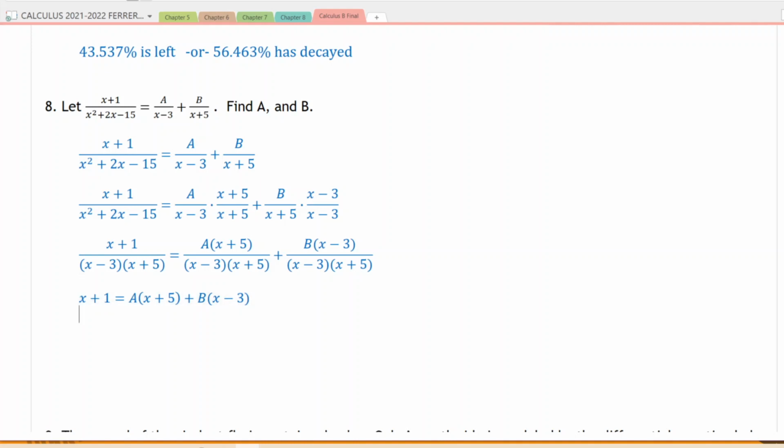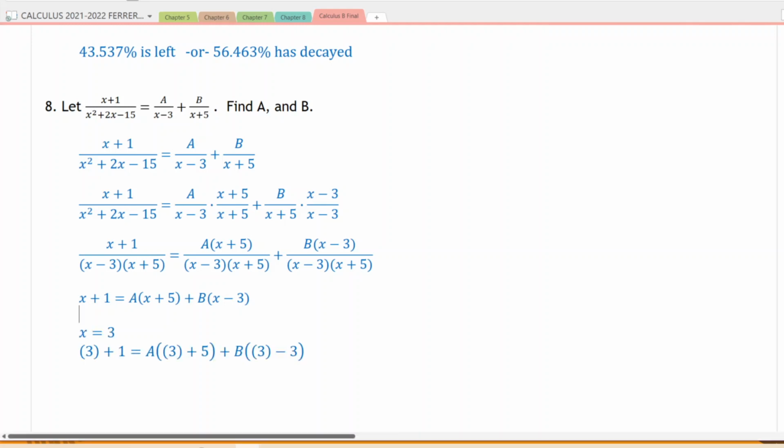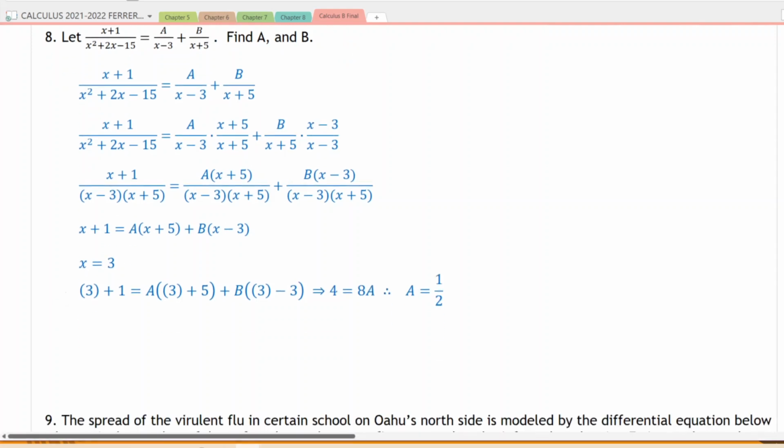Since this is a review, I'm just going to go ahead and do what we need to do to solve this. The first thing to do is consider what happens when x is equal to 3. If we consider that, then 3 plus 1 has to equal a multiplied by 3 plus 8 plus b multiplied by 3 minus 3. This simplifies into 4 is equal to 8a, and therefore a has to equal 1/2.